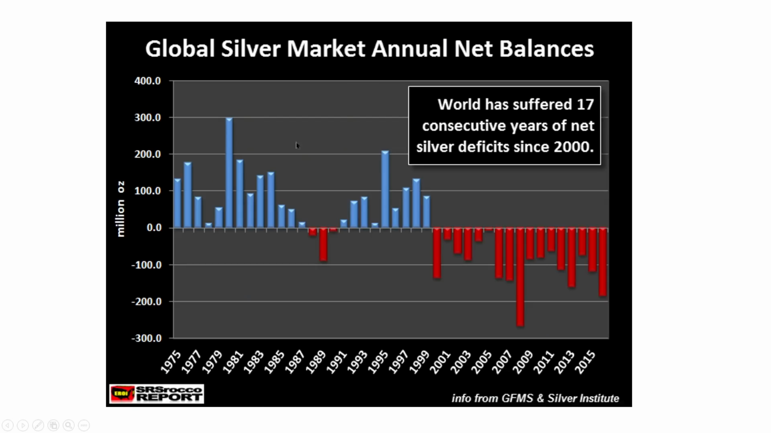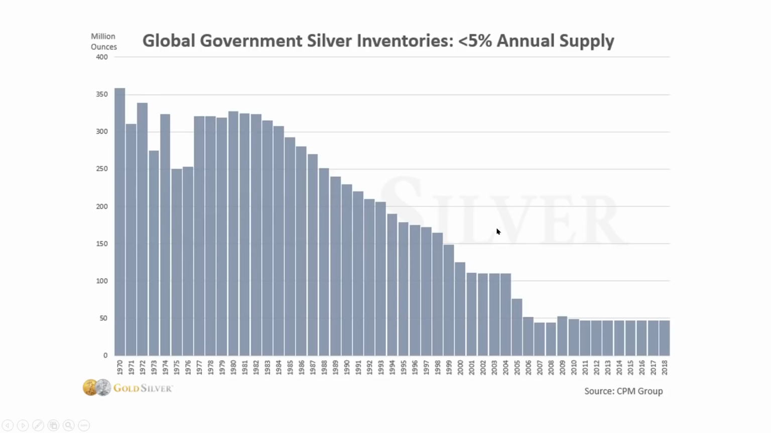Now, here's the global silver market annual net balances. I want to show you something here. This is from the SRSrocco report. Lots of deficits. Now, the only way that you can run this type of deficits is if you have inventory. So what does the inventory look like if we've got deficits that look like this in the global silver market? And, oh, hey, look, we're eating through inventory pretty quick over time. I don't know if this is accurate down here. I'm sure they're probably fudging numbers and the market's pretty tight.